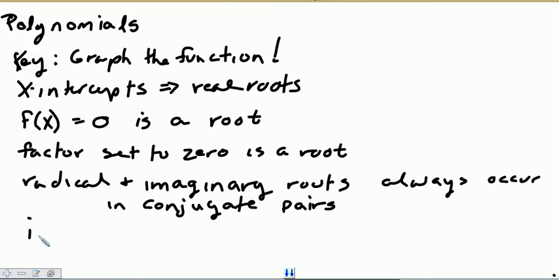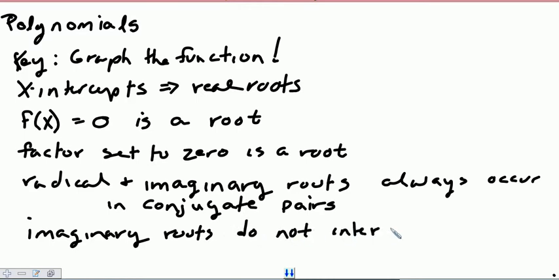And last little fact you need to remember before we do an example, imaginary roots do not intersect the x-axis. Doesn't mean they're not a root, but they do not intersect the x-axis. Alright, so just a general summary of some of the things that you know or need to know about polynomials for the end of course assessment. Let's do an example and look at how to find this stuff.